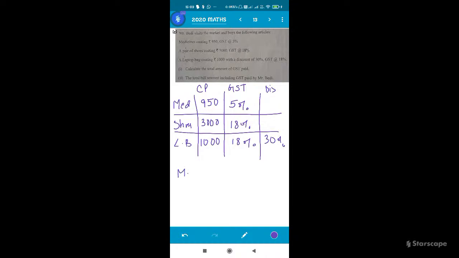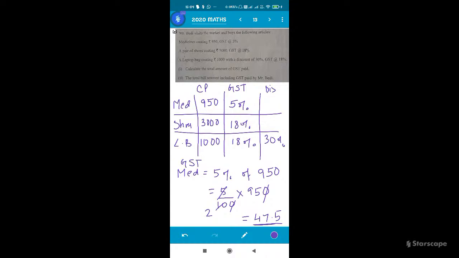Now for the medicine, how much GST does he have to pay? 5%, right? But 5% of what? Of the CP. So 5% of 950 rupees. So 5 by 100 into 950. It will get cancelled out, and if you solve it, you are going to get 47.5. So this is the GST on the medicines.